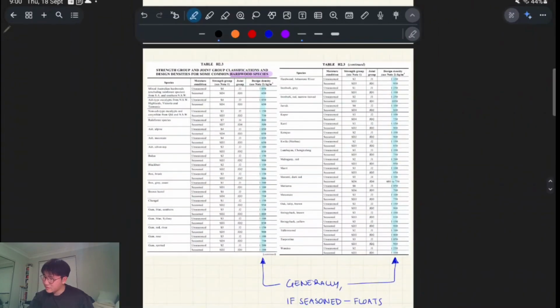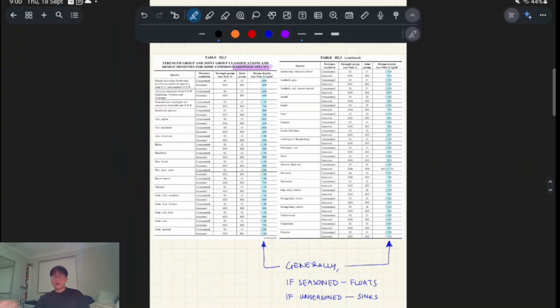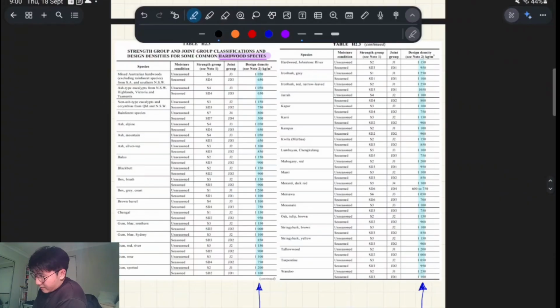what are we talking about? We're talking about densities. So yeah, hardwoods are generally more dense than softwoods, as you can imagine, and some of these numbers are above 1,000 and some are below. It also depends on whether it was unseasoned or seasoned. So yeah, basically, if it's greater than 1,000, it's going to sink in water, right? Okay.